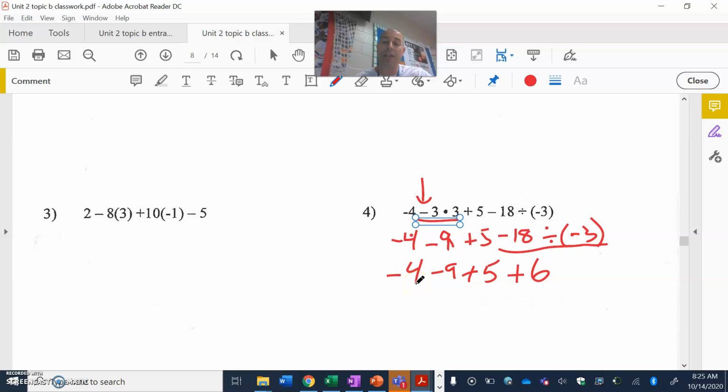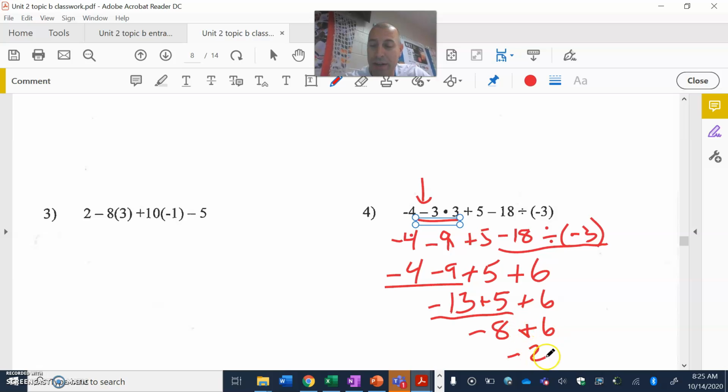It's all addition and subtraction now. So now it's just left to right. Negative 4 minus 9, negative 13. Again, left to right because it's all addition and subtraction. Negative 13 plus 5, negative 8. Negative 8 plus 6, hello, negative 2.